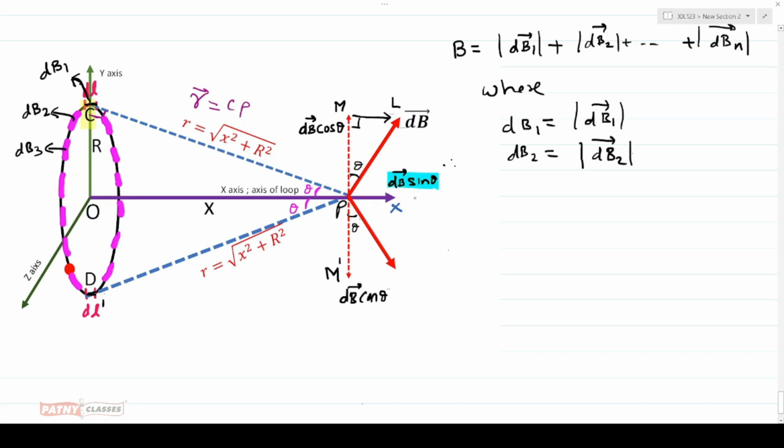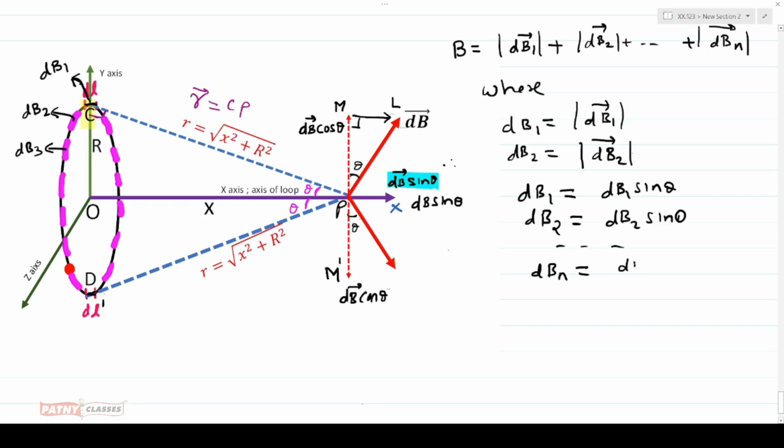Therefore, for the vector dB sin theta, if you are considering only magnitude, you can write dB sin theta because we are interested only in magnitude. Therefore, dB1 equals dB1 sin theta and dB2 equals dB2 sin theta and so on till the end, dBn equals dBn sin theta. We are considering their components, component of dB1, component of dB2 and so on, component of dBn.